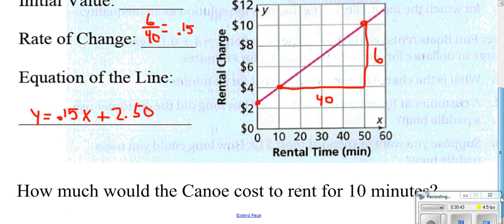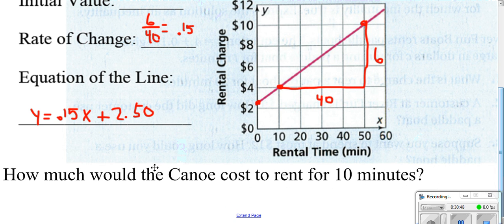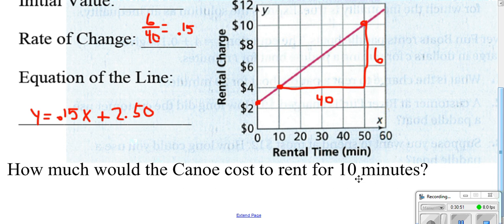How much would the canoe cost to rent for 10 minutes? So this is an important question. How do you do this? Well, this is the rental charge. This is the rental time in minutes. So how would you figure out what it is in 10 minutes? You could use the graph. It's $4. Okay. But you could also do this. You could use the equation.